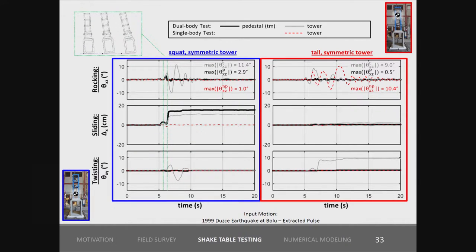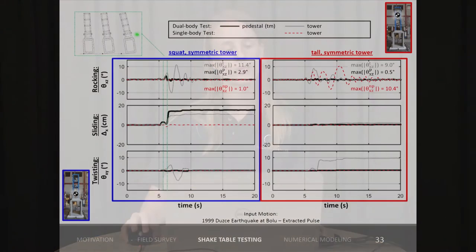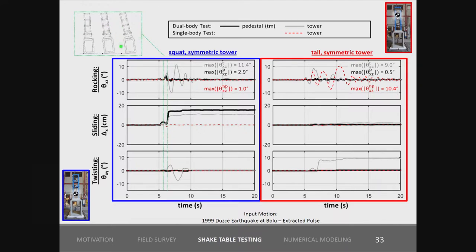However, as a dual body, the system actually initiates into a mode of rotation at the base of the pedestal. And this is due to the fact that now with a body on top of this pedestal, the system is actually quite slender and is now the critical system. And then this pre-rotated orientation, as shown in the schematic at the top, allows this tower to essentially be thrown into a free rocking type of mode rather than dominated by sliding.